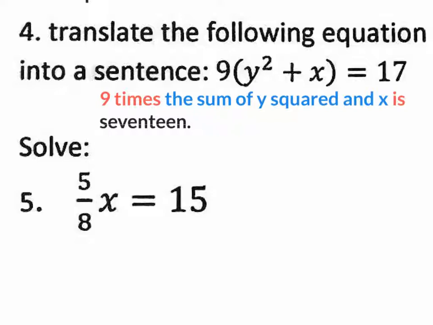So once again, 9 times what? It's not 9 times 5, it's 9 times the sum. And what are we adding? We're adding y squared and x together. Okay, so the 9 times went in red right there. Now we're talking about the sum of y squared and x. And of course, we went back to a red is, the equal sign, and then 17, we did that in black. So I hope this helps you do the correct selection on tomorrow's quiz.